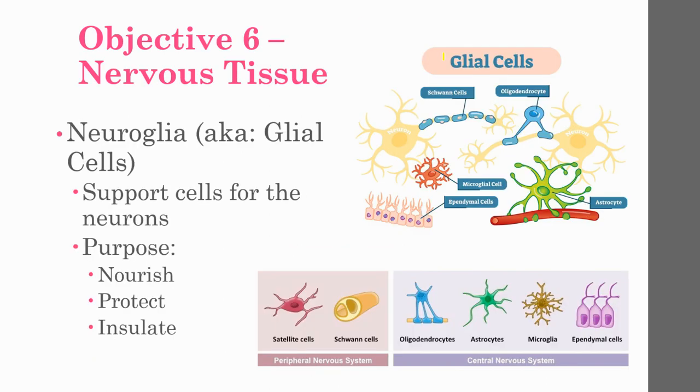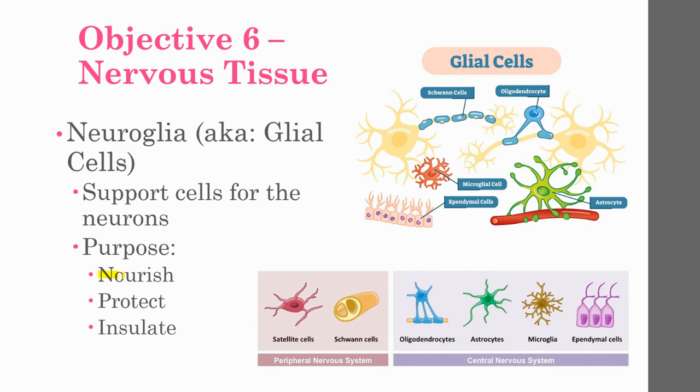Now, the neurons are not the only cells that you'll find in the nervous system. There's other ones known as glial cells or neuroglia. And when we get to the nervous system, we'll talk about their jobs in more detail. There's certain ones that are found in the peripheral nervous system, which are like all your nerves. And there's certain ones that are found in the central nervous system, which are your brain and spinal cord.